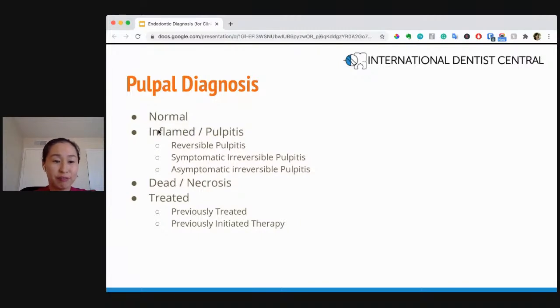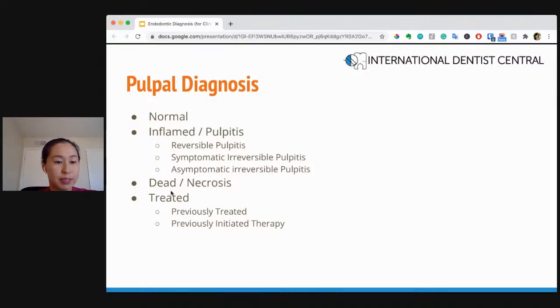So normal is just normal. Inflamed, speaking dentally, means we're talking pulpitis, right? And inside pulpitis, first we need to know: do we think this is a reversible or an irreversible pulpitis? Can this pulp become normal again, or can it not become normal anymore? Is this just downhill from here? With irreversible pulpitis, the patient may or may not have symptoms, so there's symptomatic irreversible pulpitis and asymptomatic irreversible pulpitis. But either way, the treatment is the same because the pulp is inflamed and it's irreversible. So you arrive at a root canal treatment.